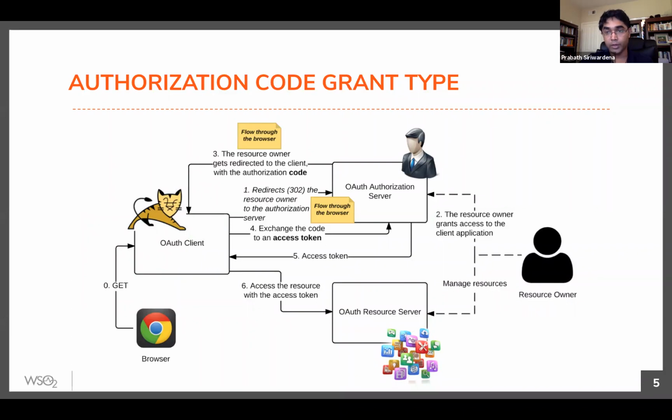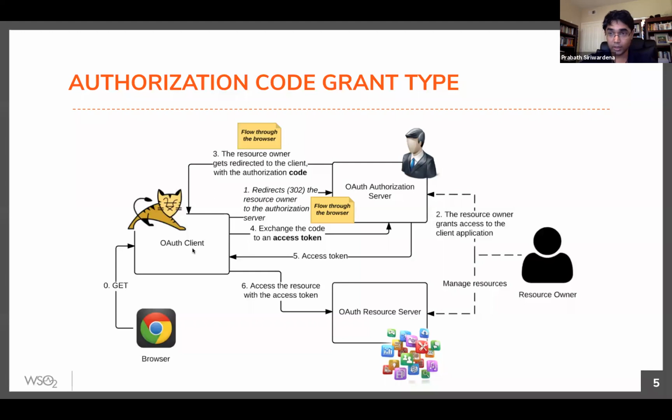If you take like 95% of the OAuth deployments you see in practice today, they use the authorization code grant flow, which uses the authorization grant type internally. Okay, so let's see how this works.